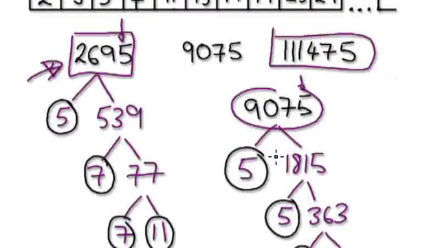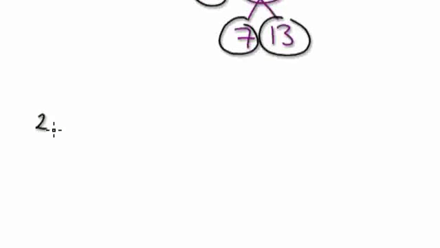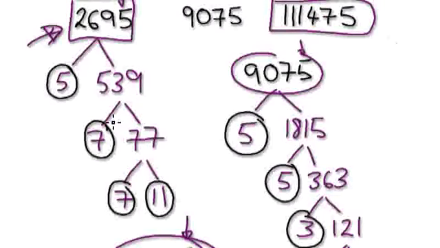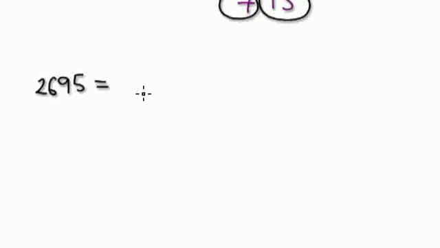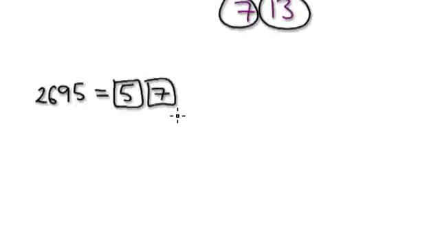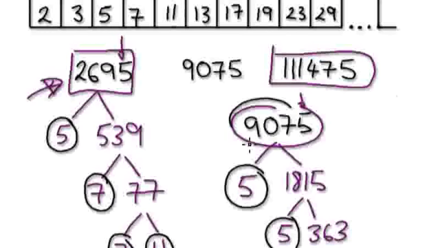So let's look at 2695. If we were to write this as a product of primes, it would look like this: 5 times 7 times 7 times 11. Okay, and let's try and do this one now.